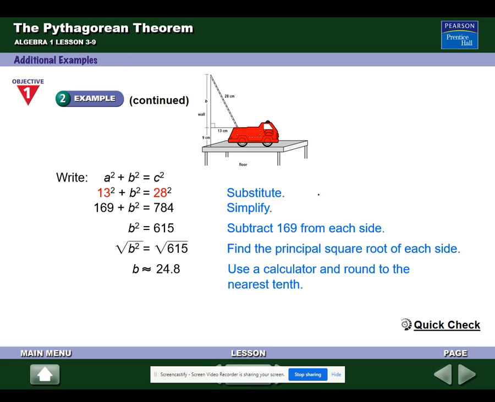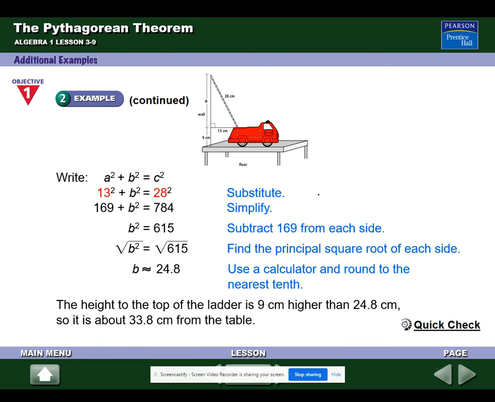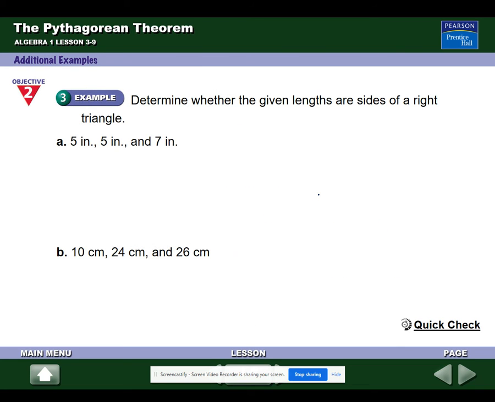They found B, and it's 24.8. So I would say the top of the ladder is 33.8 centimeters above the tabletop. Okay. Now, lastly, we have a situation where they'll give us 3 numbers and say, are these the 3? Could these potentially be a right triangle? These are the 3 lengths of a right triangle. You know, it's kind of a yes or no.